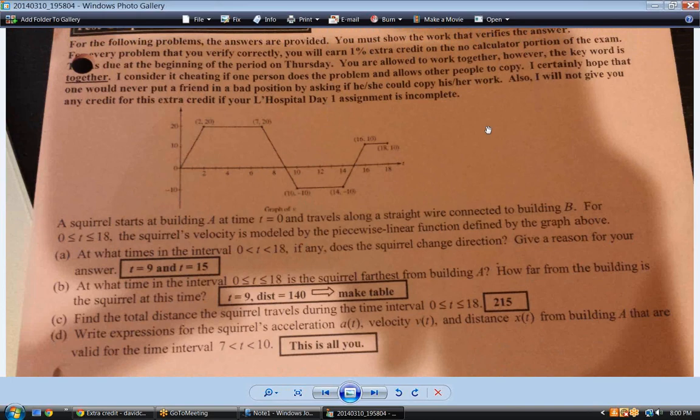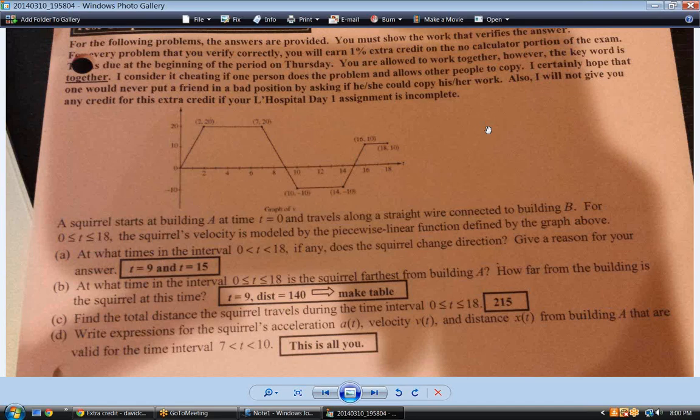Okay. Let's take a look at this. If your L'Hopital day 1 assignment is incomplete, huh? How does your teacher pronounce that? L'Hopital? Yeah, L'Hopital is a rule. Not 2 syllables like I just did.